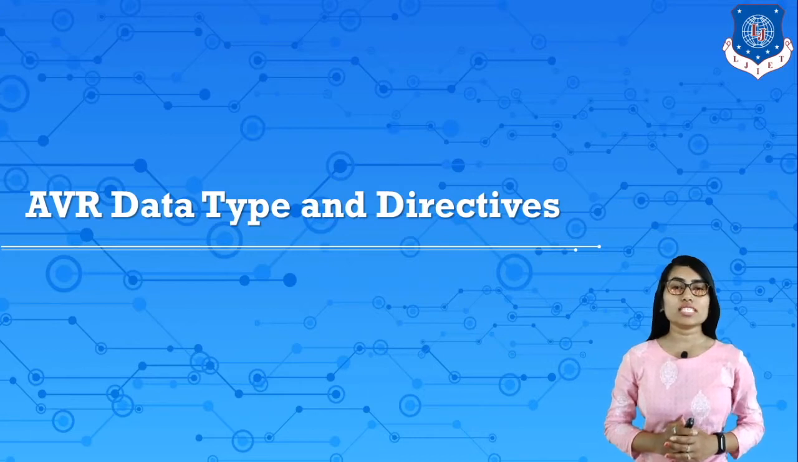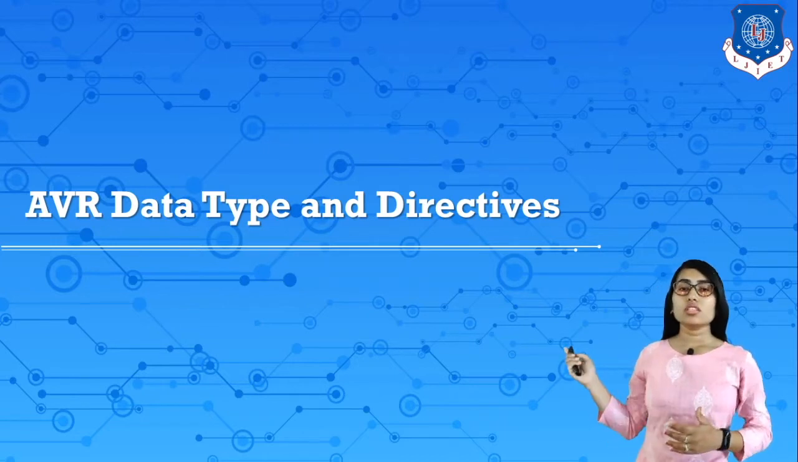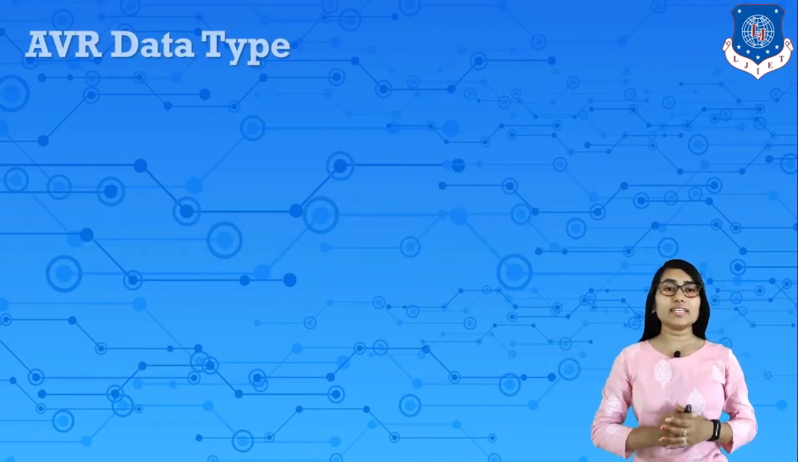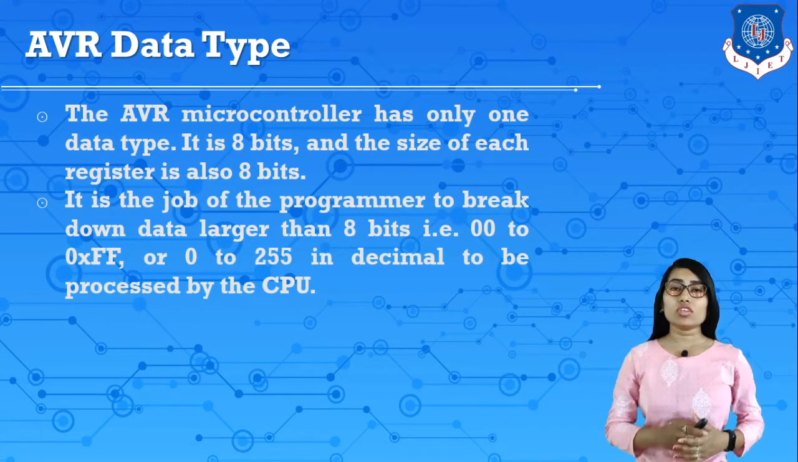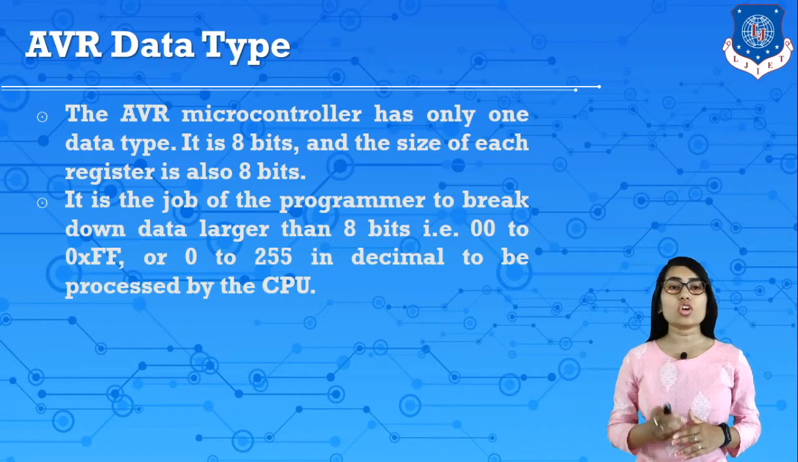Today we will discuss AVR data types and directives. So let's start with AVR data types. The AVR has data types which contain a variety of numbers in different formats. The AVR microcontroller has only one data type. It is 8-bit, and the size of each register is also 8-bit.